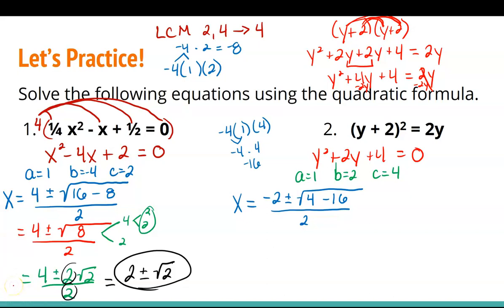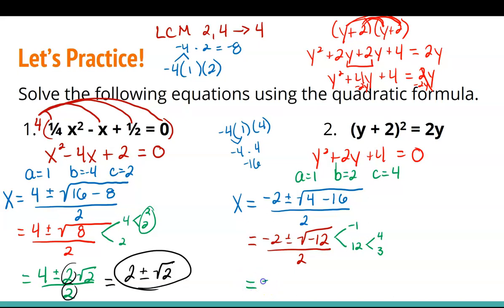Then in our next step, we simplify inside the radical. 4 minus 16 is a negative 12, still all over 2. And we need to break apart that radical. So we have a negative 12, so we'll definitely have a negative 1 and 12. Then the 12 can be broken into a 4 and a 3.